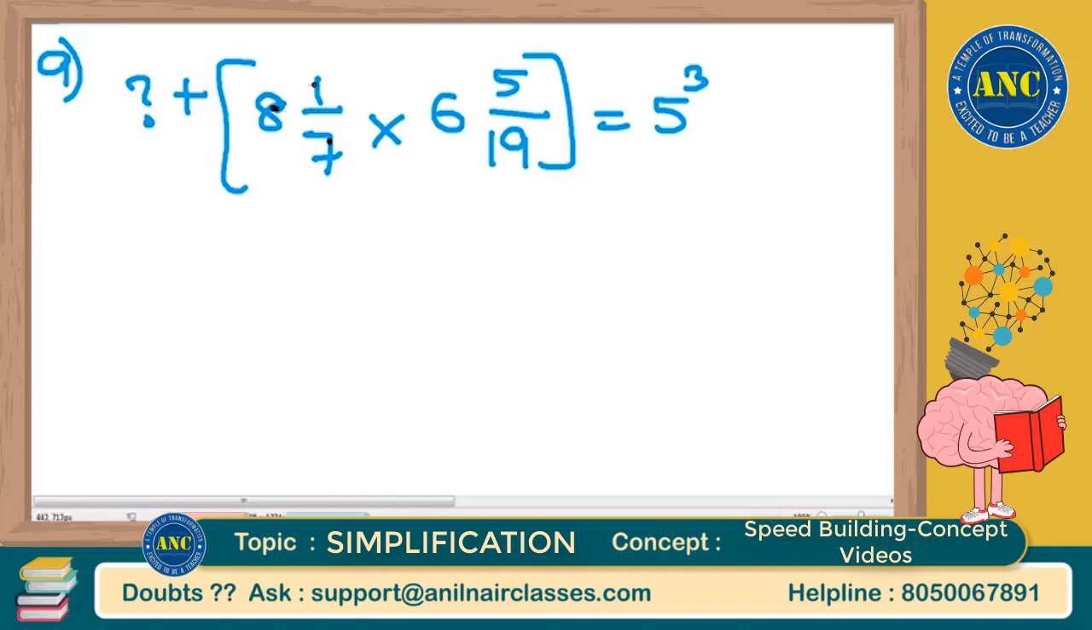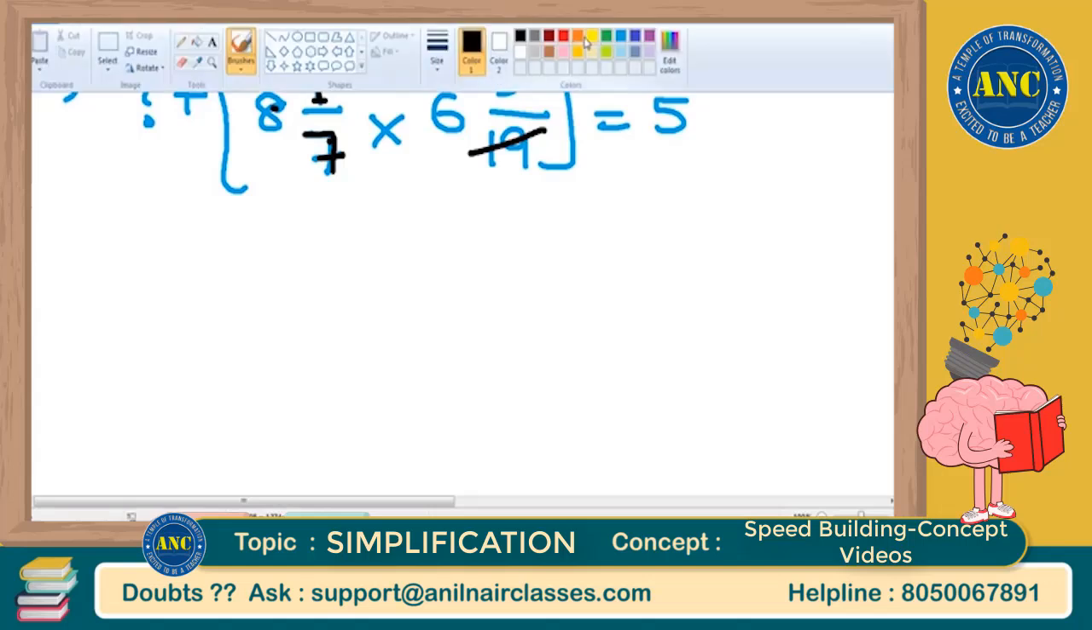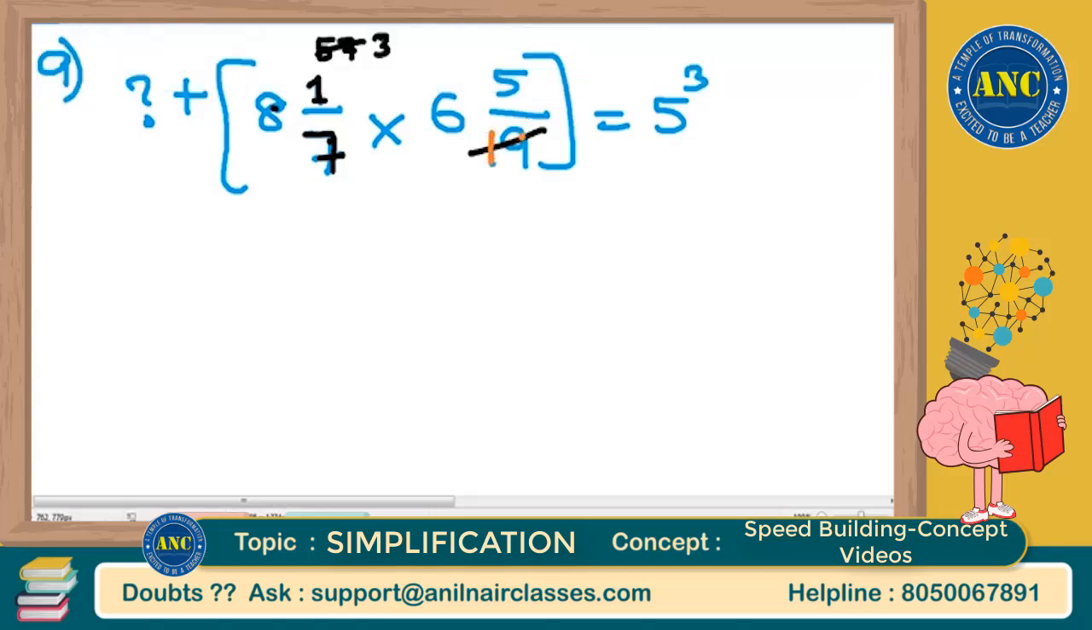8 into 7 is 56, 56 plus 1 is 57. This is 57 by 7. 19 into 3 is 57. That means here you are left with 3 by 7 ultimately. I believe it is clear, right? Here you are left with 3 by 7. If I simplify this, 19 into 5 is 95. 19 into 6 is 114. Plus 5 is 119. This is 119 by 19.